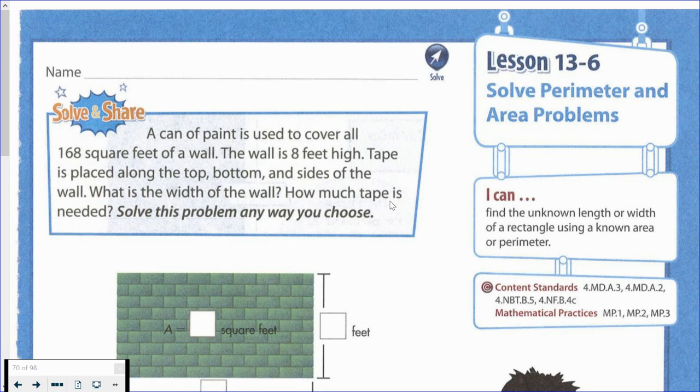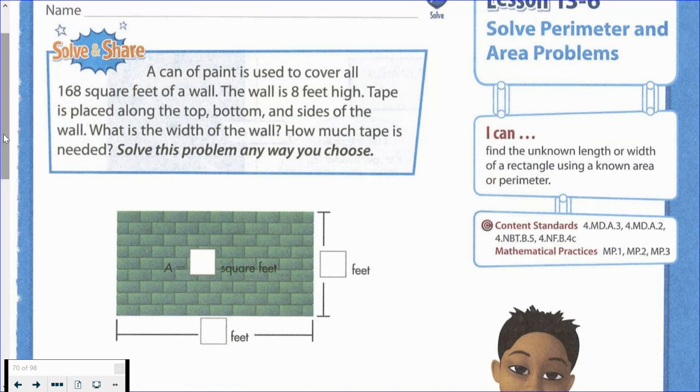Now, if your brain is like mine, it probably shut off halfway through that problem and went, wow, way too much information. I'm totally lost already. Don't let that fool you. Don't let that trick you. When you have situations that are complicated, you break them into smaller pieces. So let's look at this solve and share problem one sentence at a time.